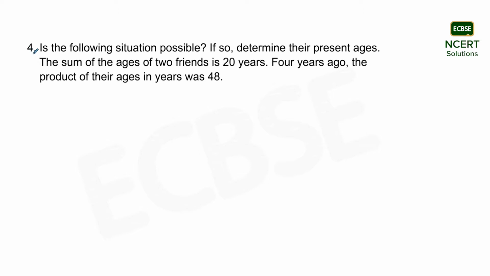So the question 4 is: is the following situation possible? If so, determine their present ages. The sum of the ages of two friends is 20 years. 4 years ago, the product of their ages in years was 48. So in this question, we are talking about the ages of two friends.